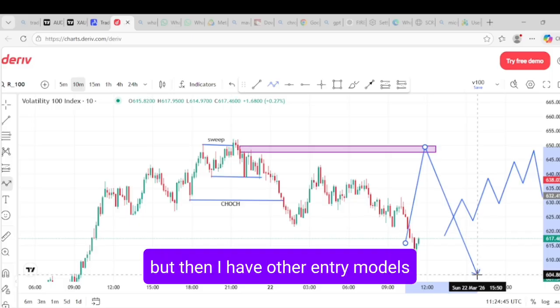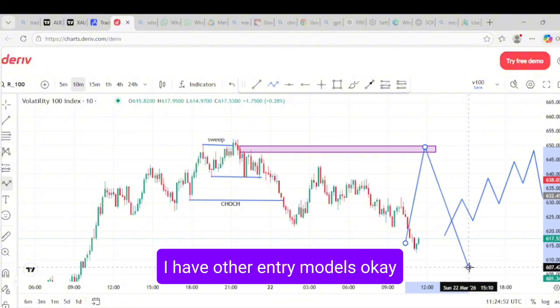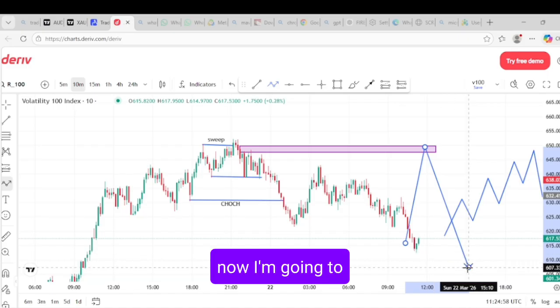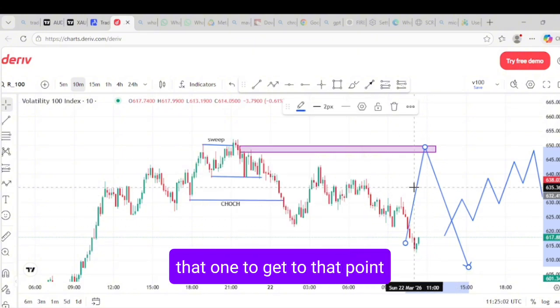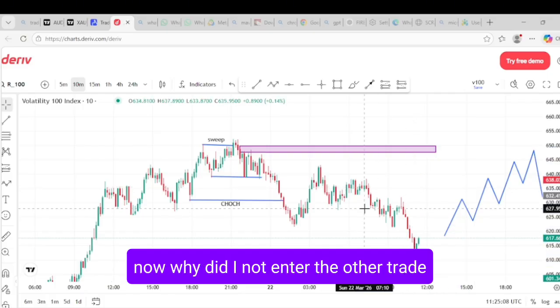But then I have other entry models, not just that. So I cannot be doing with one entry model. I have other entry models. Okay, so this is what I'm expecting as a high trading setup. Now I'm going to wait for this one to get to this point first, that one to get to that point. If you get there, that's fine. Otherwise, still fine.